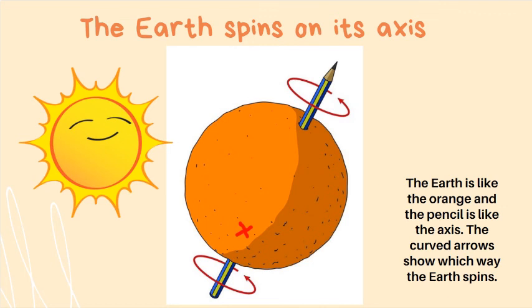If we are at position X, we move past the sun, but to us, it looks as if the sun is moving. The sun seems to move from the east to the west. The sun seems to come up or rise in the east, move across the sky during the day, and go down or set in the west. But the sun does not actually move.